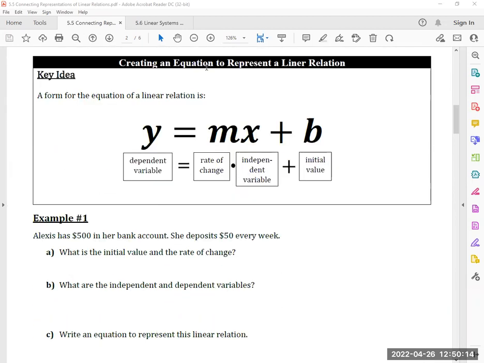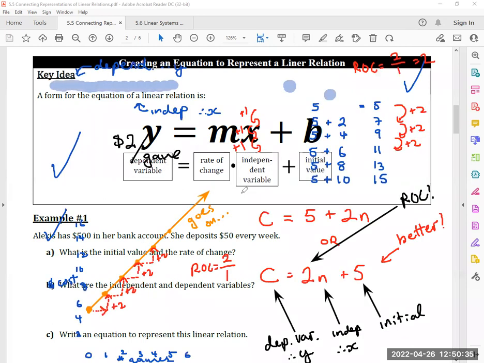So here it is. Every step of the way, I am essentially going to ask you, hey, which of these is the y? Which of these is the x? Good. What am I starting with? And how am I changing? Good. Piece it all together. Here we go. That's insane. Okay.